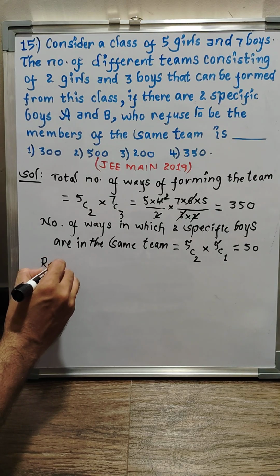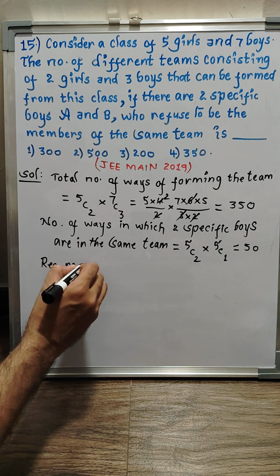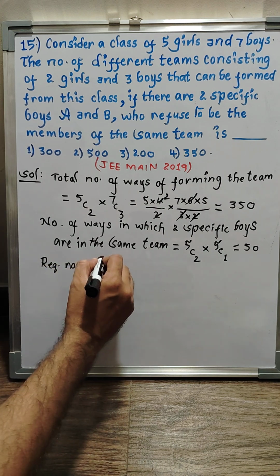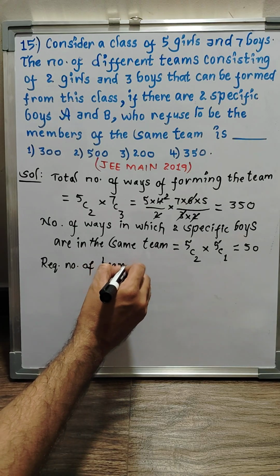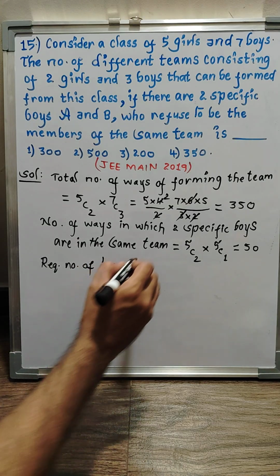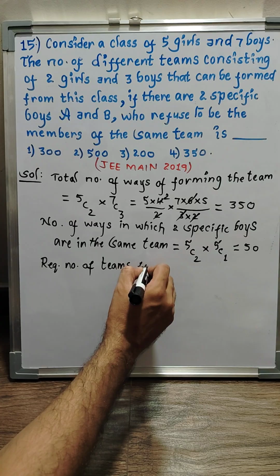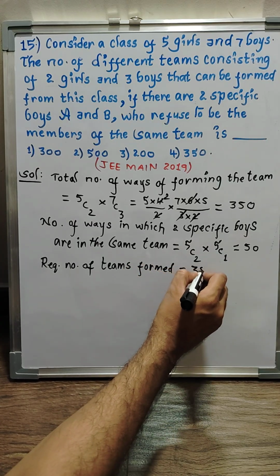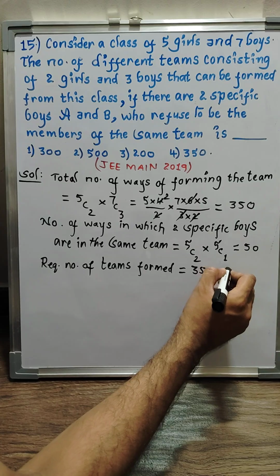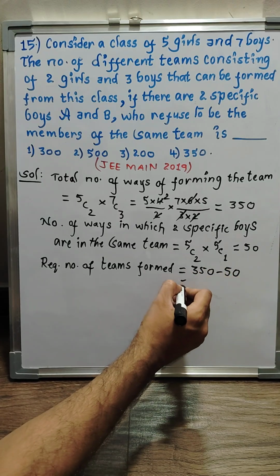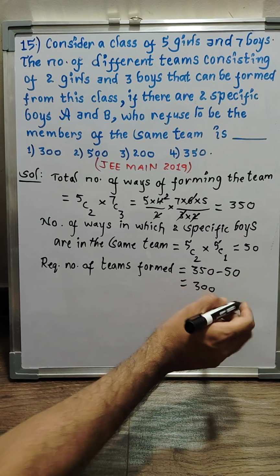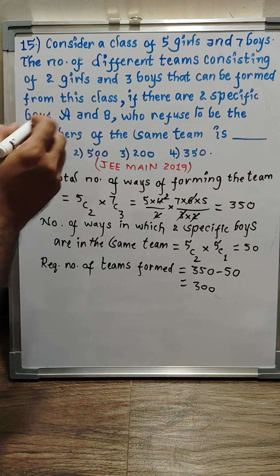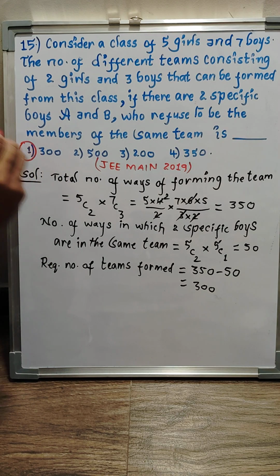Required number of teams that can be formed is equal to 350 minus 50, which is equal to 300. So our required option is the first option.